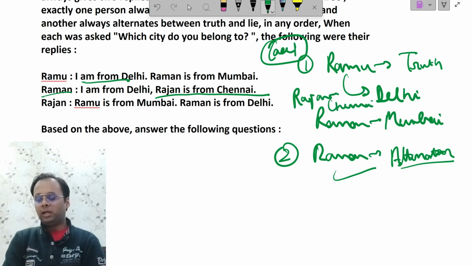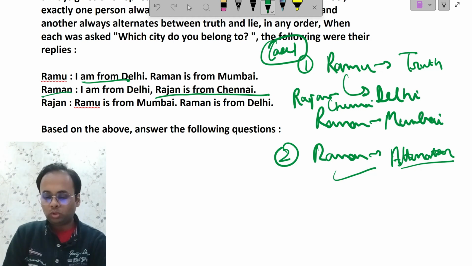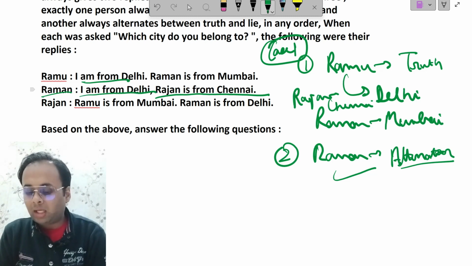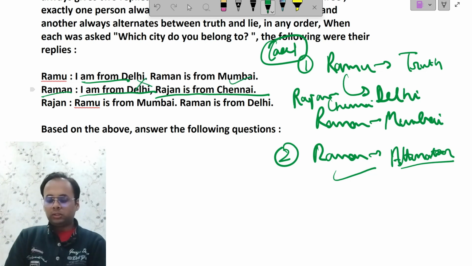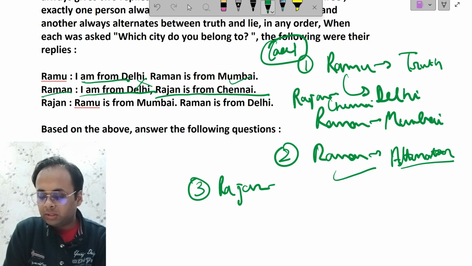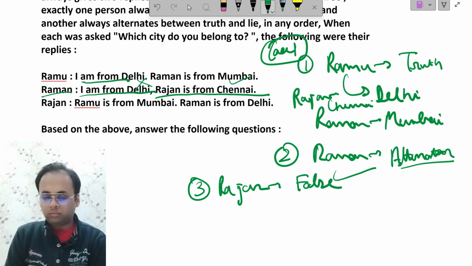As per our assumption, Ramu is from Delhi, Rajan is from Chennai, and Raman is from Mumbai. So Raman should be an alternator. Alternator means that the first statement he has made, I am from Delhi, is the false one, and the second statement, Rajan is from Chennai, is the correct one. Now the third thing is that let me just say that Rajan is telling lies. Rajan says only false things.